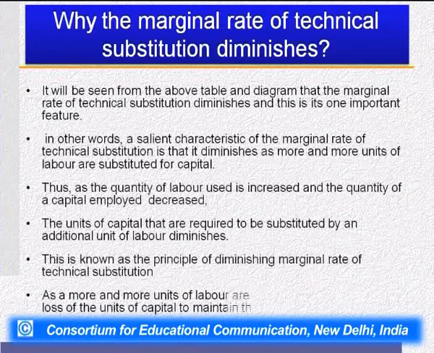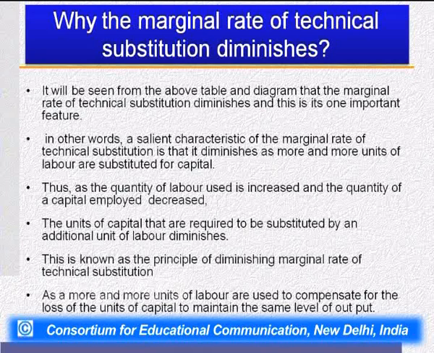Why does the marginal rate of technical substitution diminish? Why does the marginal rate of technical substitution diminish? It will be seen from the above table and diagram that the marginal rate of technical substitution diminishes, and this is one important feature. In other words, a salient characteristic of the marginal rate of technical substitution is that it diminishes as more and more units of labor are substituted for capital. कि जैसे जैसे आप एक units को substitute करेंगे another unit से, then the marginal rate of substitution diminishes.